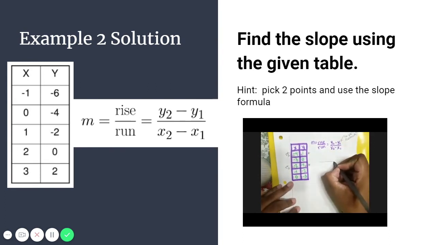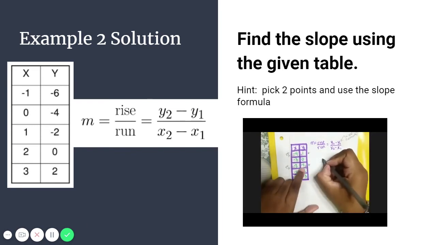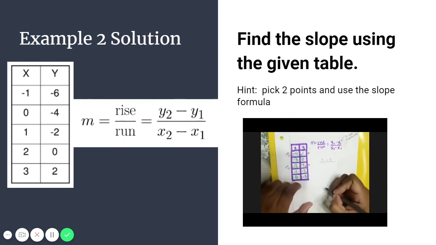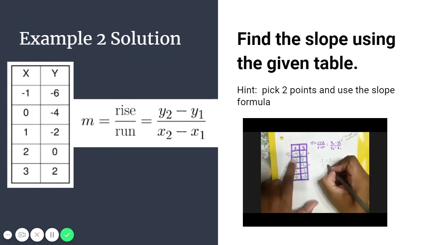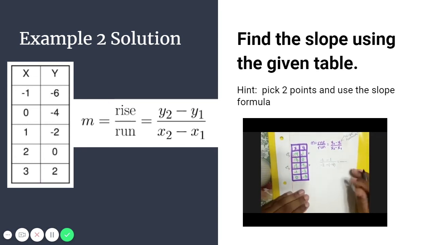So my numerator says y2 minus y1. So y2 minus y1. My denominator says x2 minus x1. Remember, when you have minus and negative, always put that in parentheses so that you don't get confused.